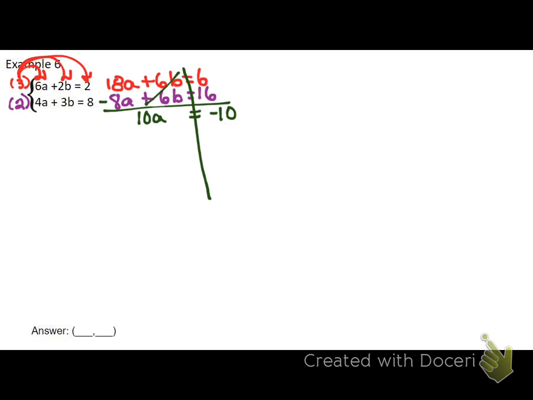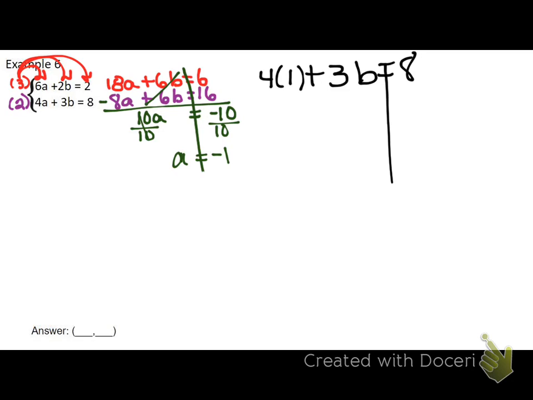And from here, I just have a one-step equation that I need to solve. In order to get the a by itself, I divide each side by 10. So then I'm left with negative 10 divided by 10, which is going to get me to be negative 1. Okay, now that I know the value of a, I need to determine what the value of b is going to be. Again, when you go to substitute, it does not matter if you substitute the first equation or the second equation. This time for fun, I'm going to substitute with the second equation. So I'm going to have 4, there's my a, substitute negative 1, so plus 3b equals 8.